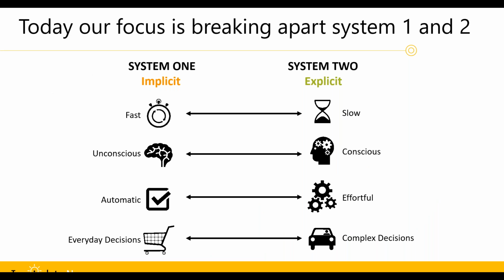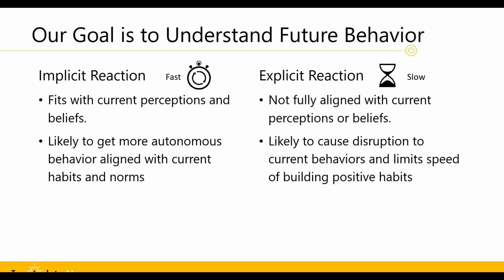System 1 being fast versus System 2 being slow, unconscious versus conscious, automatic versus effortful, typically for everyday decisions, very habitual, versus very complex decisions, things you need to think about and consider. So our focus is really going to be in this fast versus slow area, because in order to break apart System 1 and System 2, we have to understand what is a fast response and what is a slow response. So our goal is to really understand future behavior.